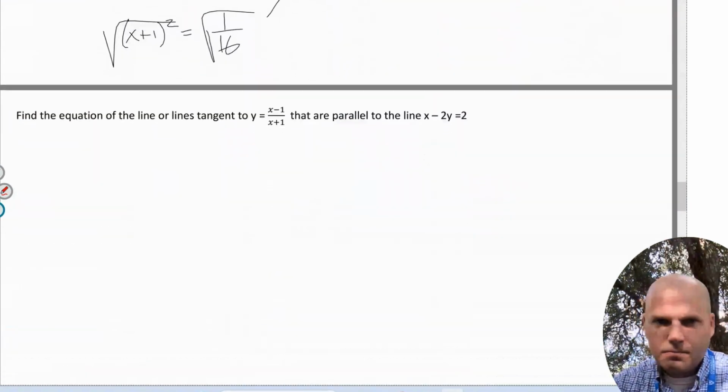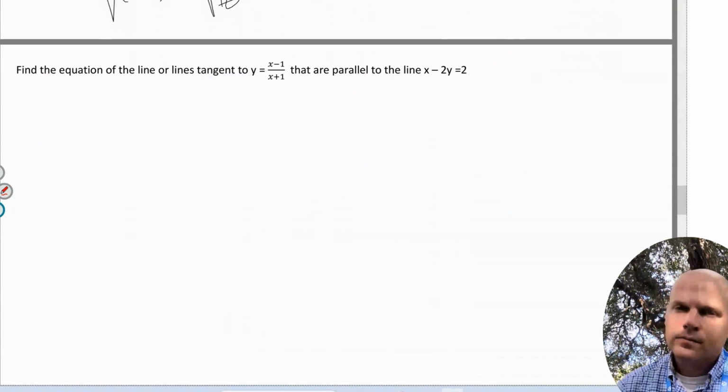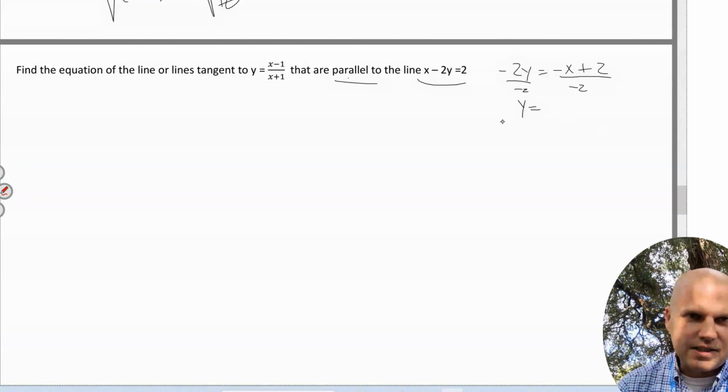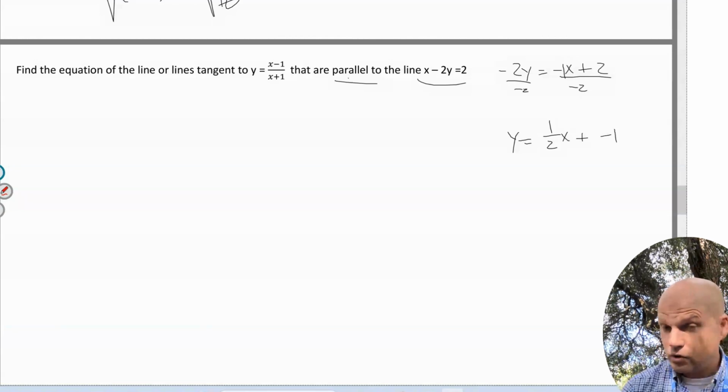Oh, but we're back. Okay, so it's parallel to this line. What the heck is this line's slope? Subtract, divide by negative 2. Since I'm dividing two things by one thing, I can divide both of them by the negative 2. And I get negative 1 over negative 2x, which is 1/2 x. I get 2 divided by negative 2, which is negative 1. So I have a slope of a half, really.